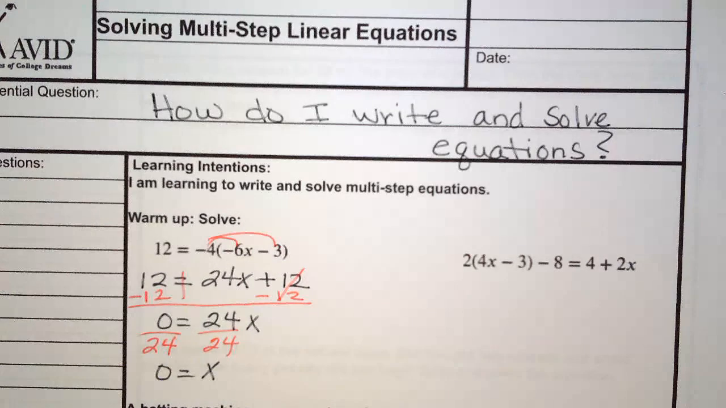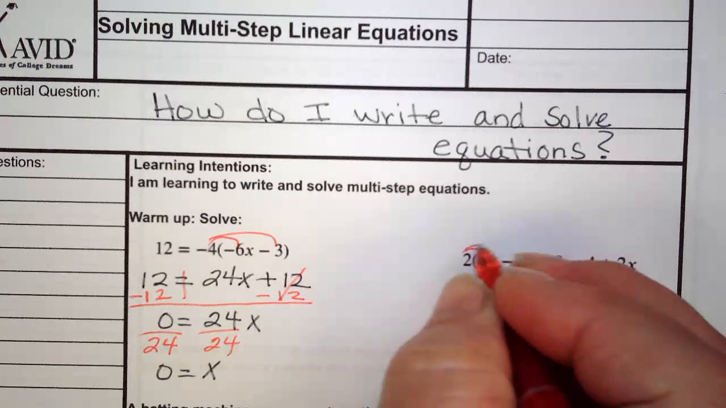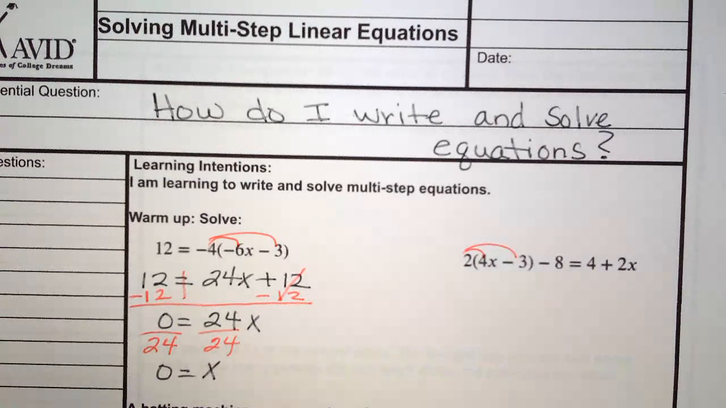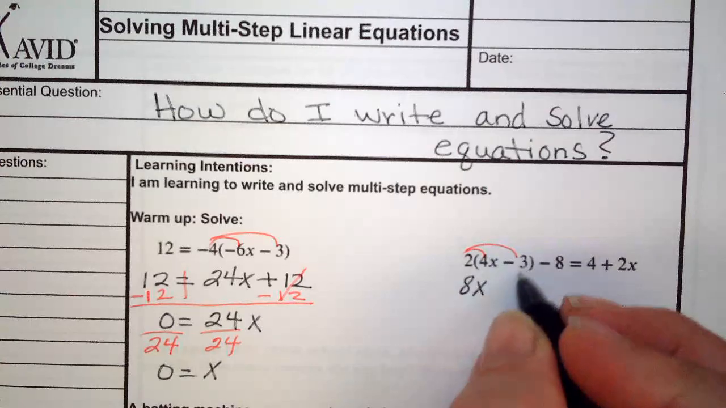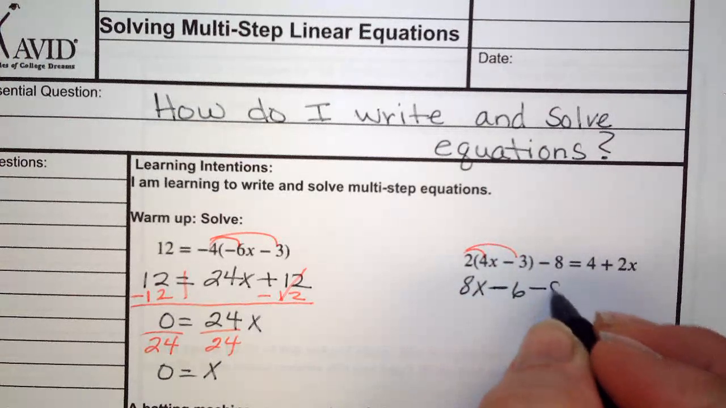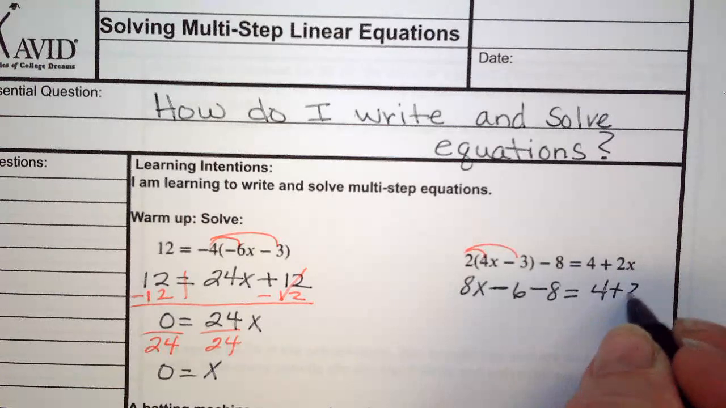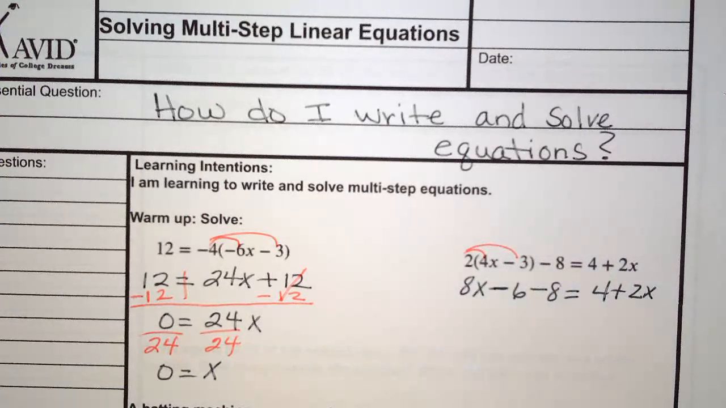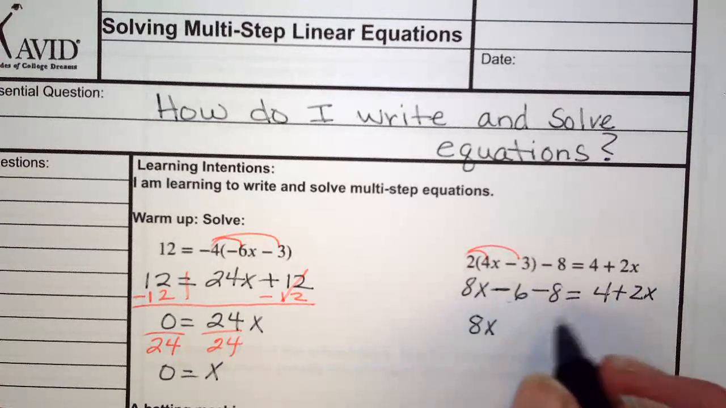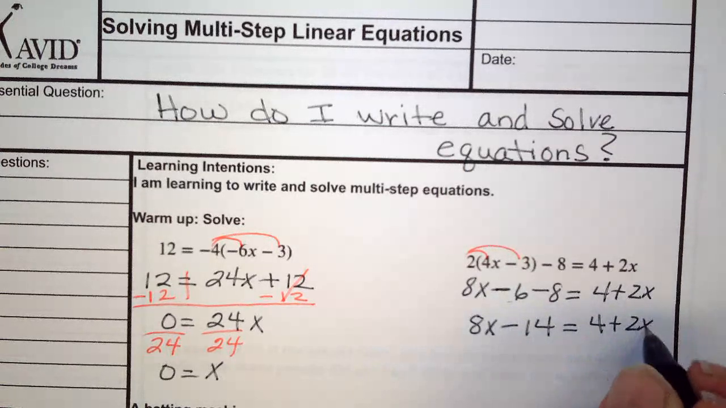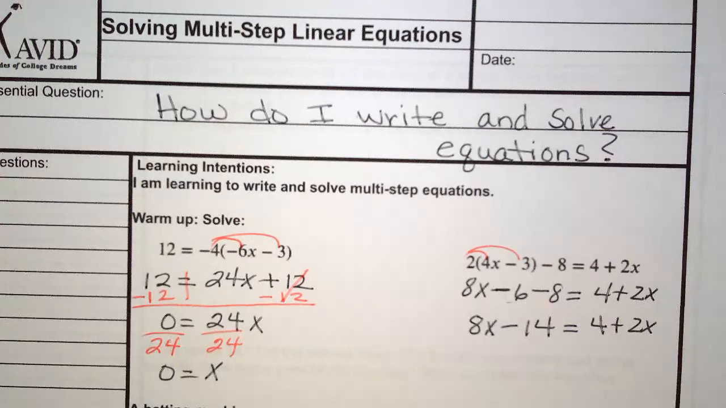Okay, for the next one, we've got an extra step in there. We still start off by distributing. 2 times 4x is 8x. 2 times negative 3 is negative 6. Minus 8 is equal to 4 plus 2x. Simplify. 8x. Negative 6 minus 8 more is negative 14 is equal to 4 plus 2x. Now we're ready to solve.